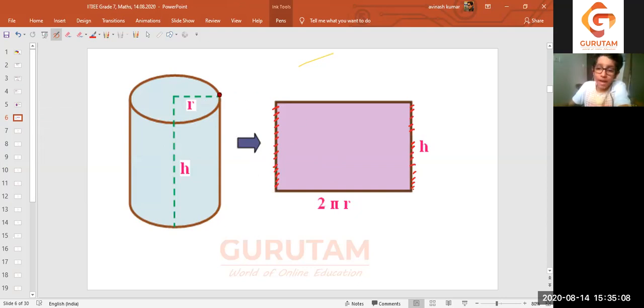So you will find this circumference is equal to the length of this paper. Am I right?